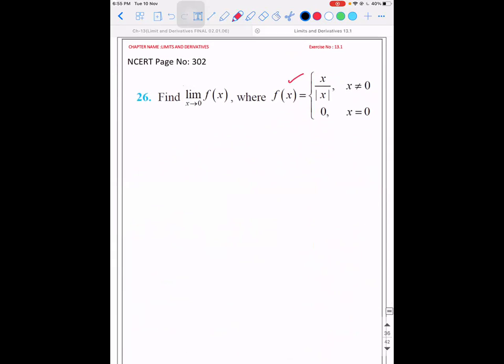Same logic, guys. I hope you can do this. So what are we supposed to do? f of x is equal to x by x when x is greater than 0, because mod x is positive for x greater than 0. x by minus x, which is equal to minus 1, when x is less than 0. And 0 at x is equal to 0. So what limit is this? This is the right limit. This is the left limit. This is f of 0. Are all the values the same?